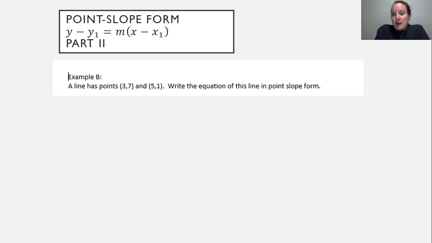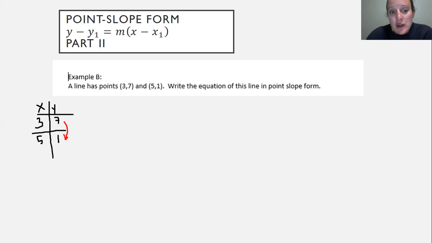But here's the next step. What happens if we take away the picture and we don't give you slope and we give you 2 points? How are you going to do this? Well, you guys know me. I'm going straight to the table. Set up my table and I find (3, 7), and then I go to (5, 1). Once my 2 points are in the table, then I go just like I would with a graph. What's your change in y? How is that pattern changing?